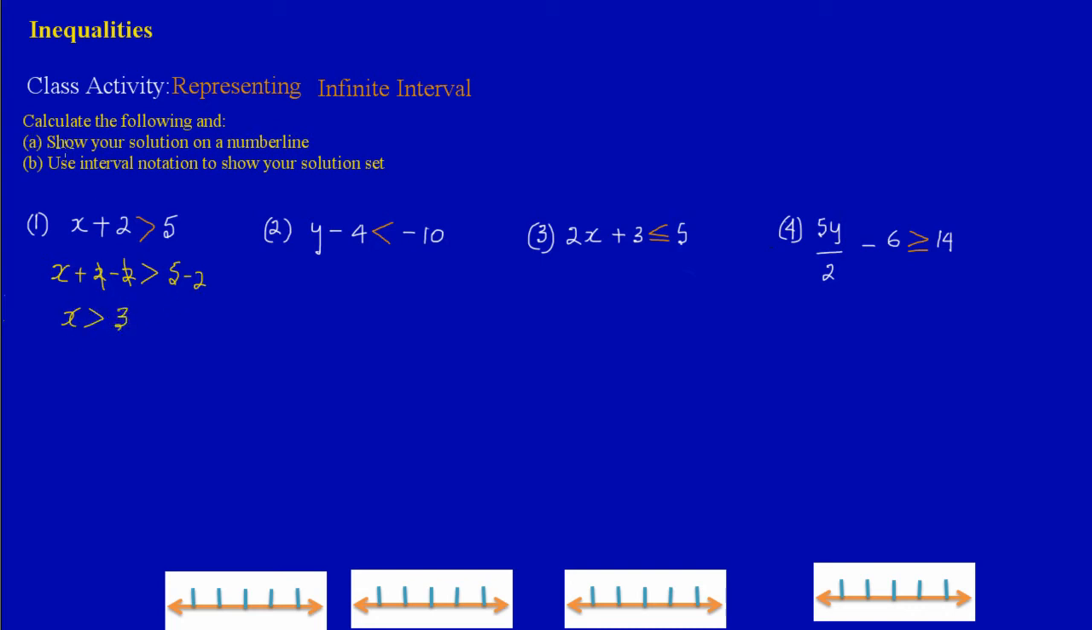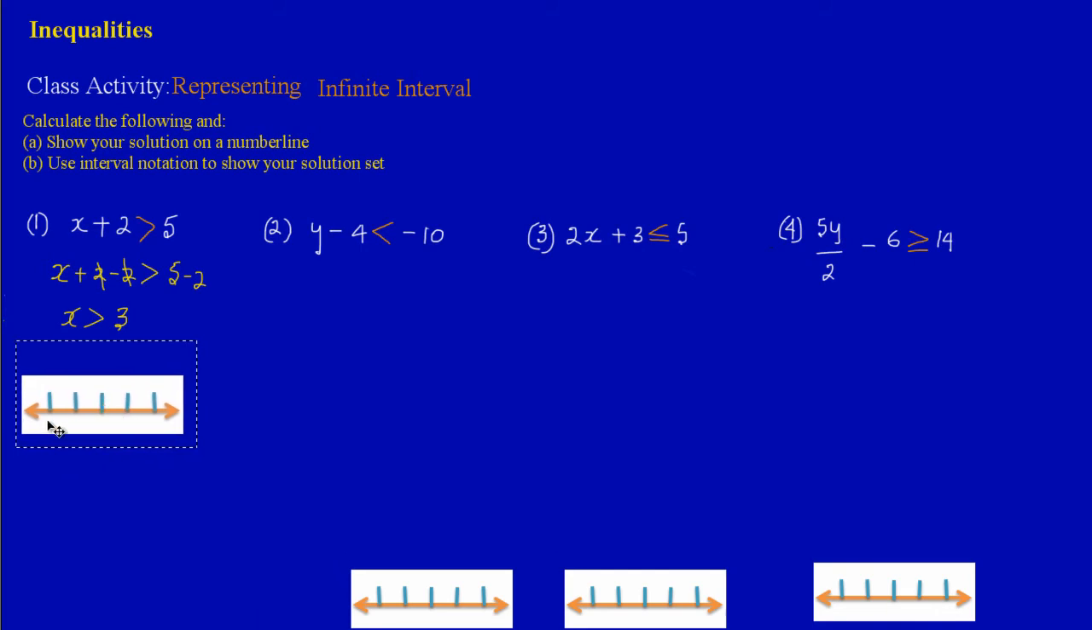Now, in part A, they're asking us to show this on a number line. So let's quickly do that. So I have some number lines here. Let's just show what this means, how this would look on a number line. So since I am working with 3, x must be greater than 3. I can start at 2, so I'm going to put a 2 here. Then I have 3, 4, 5, 6.